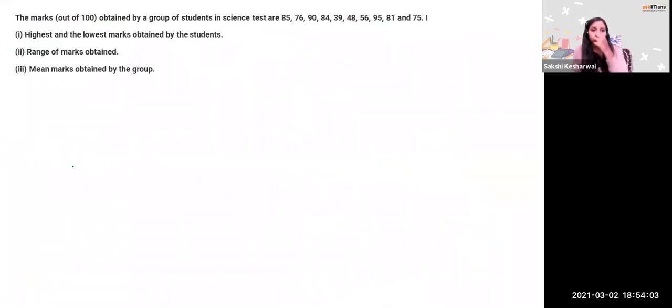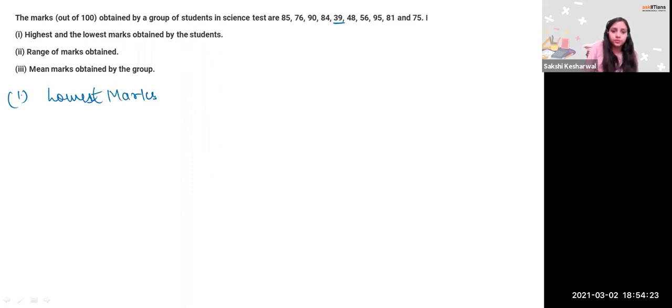Now let's do the question. The question says: marks out of 100 obtained by a group of students in a science test. Find the highest and the lowest marks obtained. So the first part of the question: the lowest marks is 39, right? So the lowest marks equals 39.